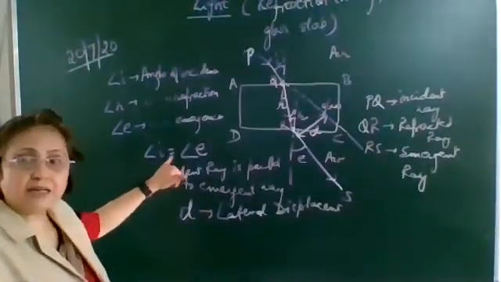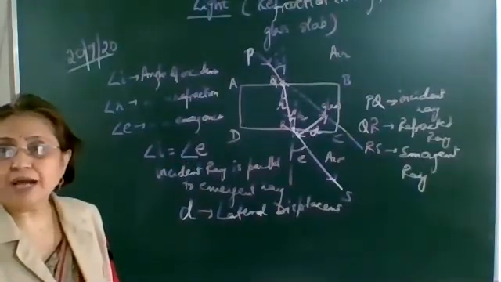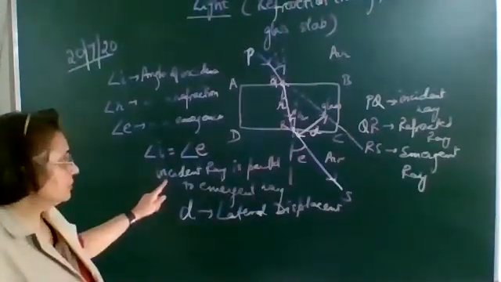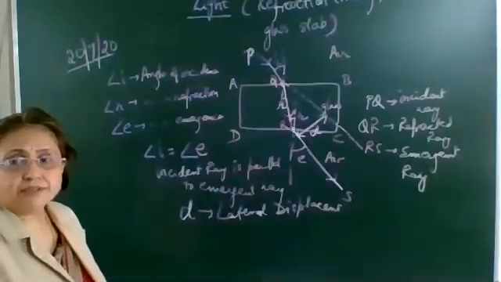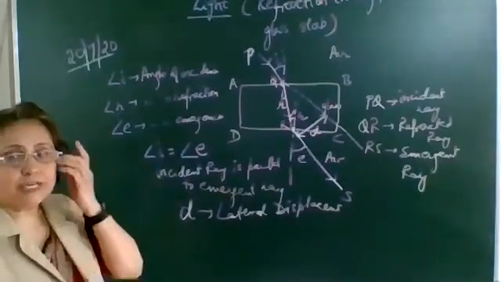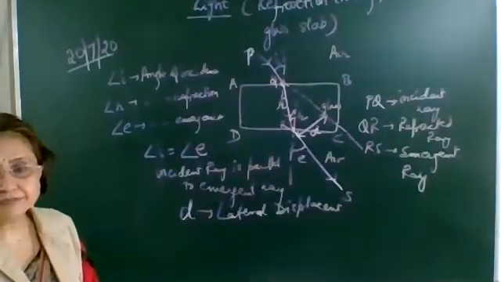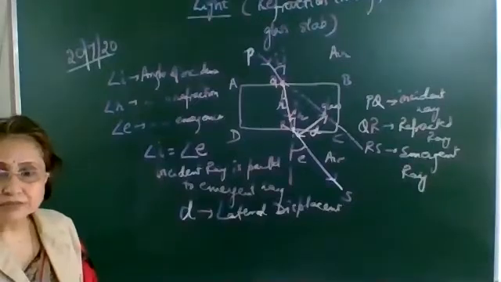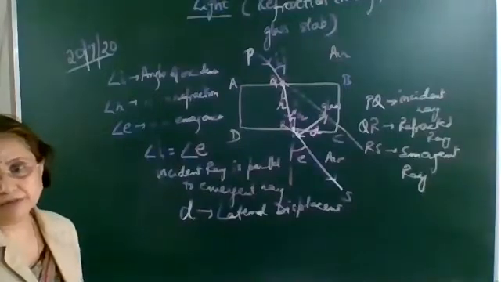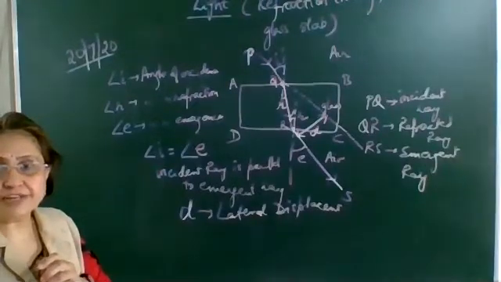Write down: angle I is equal to angle E. So the incident ray is parallel to the emergent ray, but the emergent ray is displaced from the incident ray.